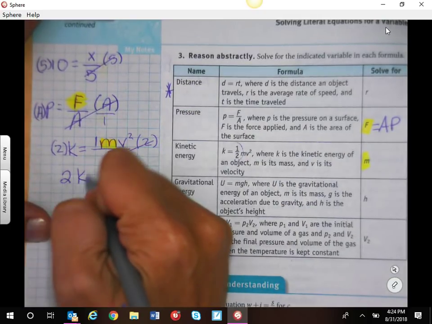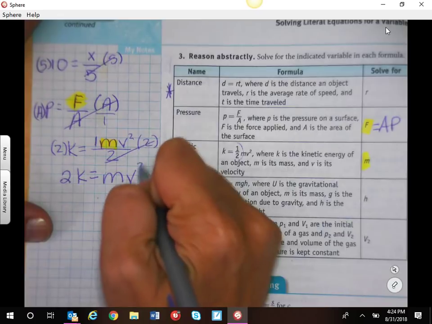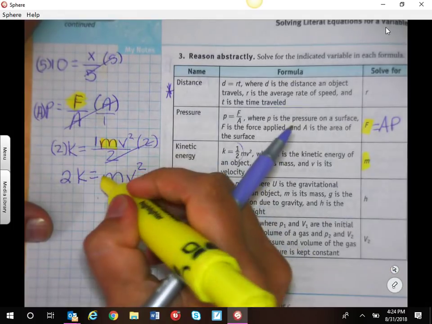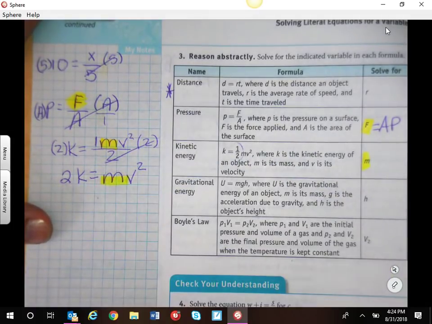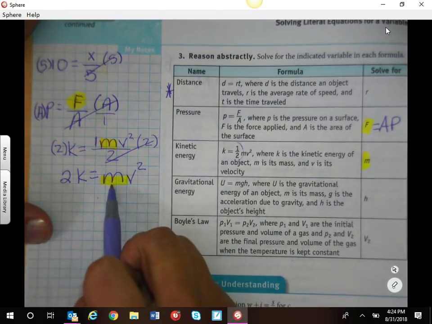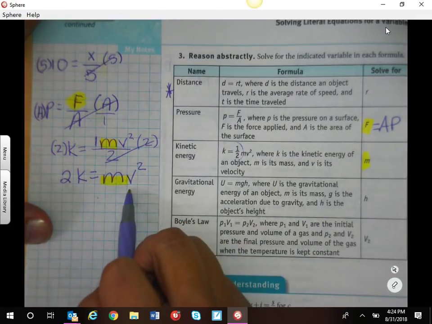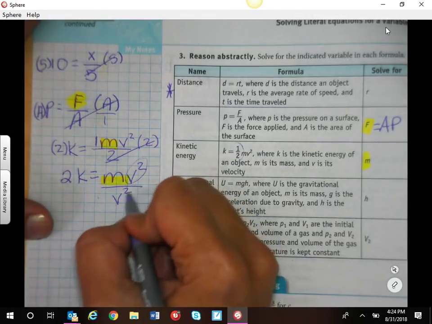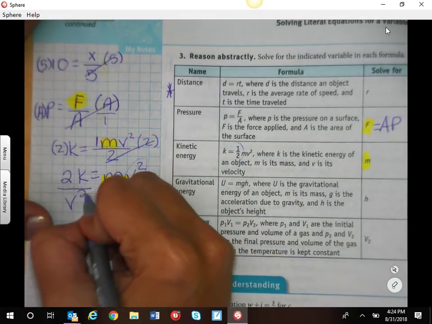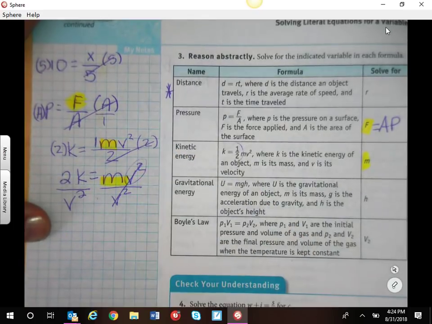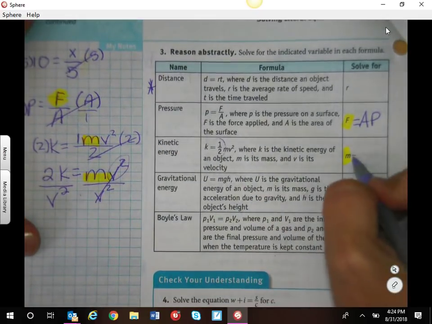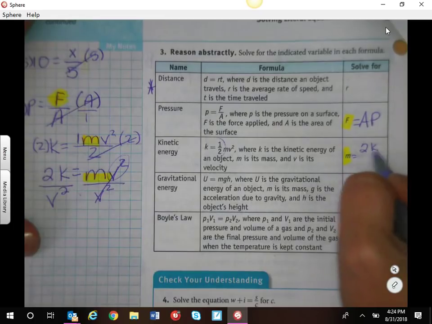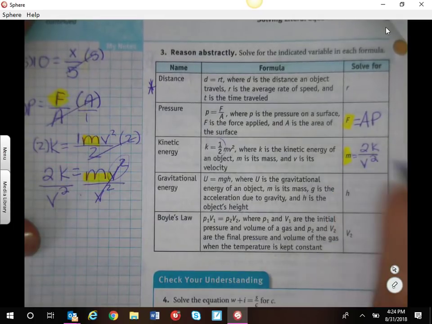2 times k equals m v squared. That 1, remember, 1s are invisible in algebra, so we don't have to write it. And now we're multiplying. So the inverse of multiplying is dividing. That squared goes with the v. So m is equal to 2 times k over v squared.